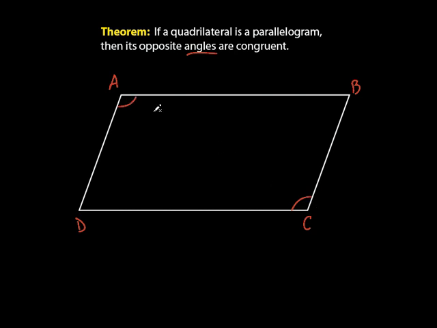So those are opposite angles. See how they're completely across from each other? These are not opposite angles. They're consecutive angles, consecutive interior angles, in fact. We'll talk about that here in a second. And so the opposite angles are equal to each other. So when you have a parallelogram, the opposite angles are equal. Or if you want to say congruent, you can say congruent.